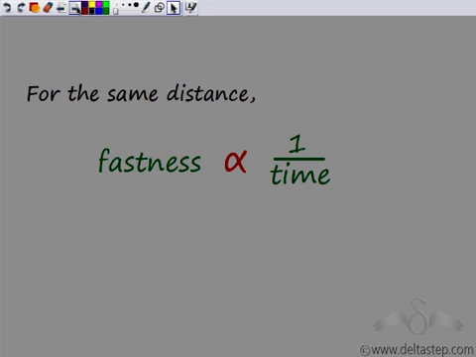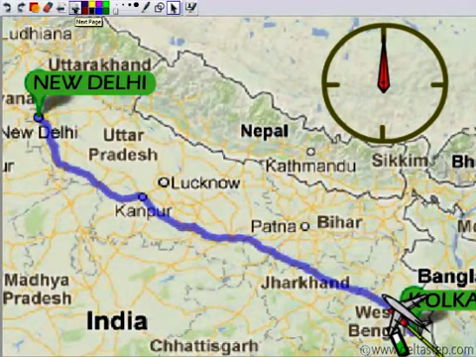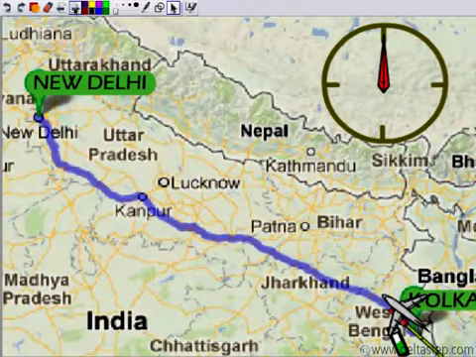So less the time, more is the fastness. More the time, less is the fastness. So we get for that same distance, fastness is inversely proportional to time. Now let's look for same time. Let's say these are the three transports which I have: plane, train and bus. All three are here. Let's look at all these three, observe these three in 1 hour.